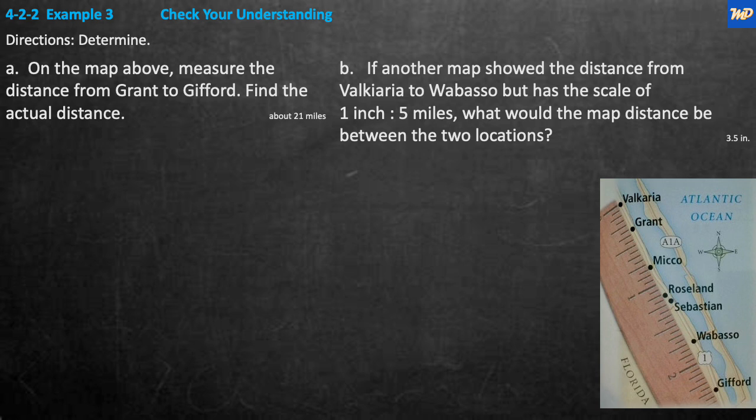On the map above, remember the map up here? I brought it down also. It's the same map on the right. Measure the distance from Grant to Gifford and find the actual distance. And part B: if another map showed the distance from Valkarai to Wabasso, but has a scale of 1 inch equals 5 miles, what would the map distance be between the two locations? They want the map distance. Now that you know the scale, they want to know how many inches it is going to be on the map. So think about that. Okay, when you come back, we'll work it together.